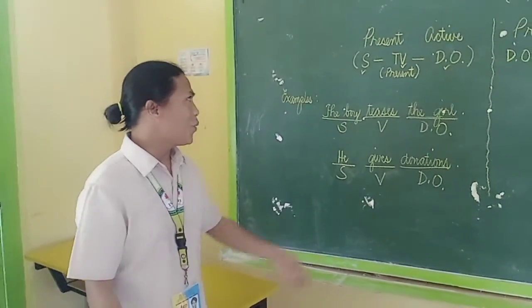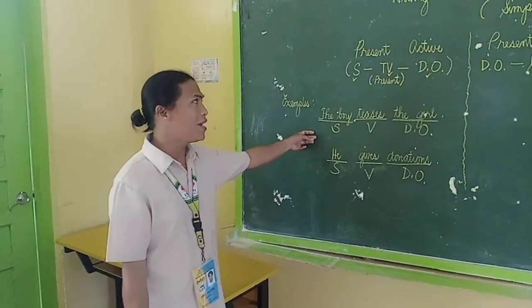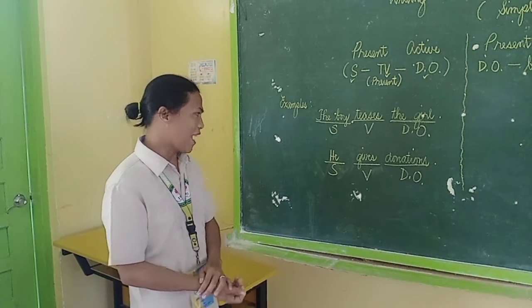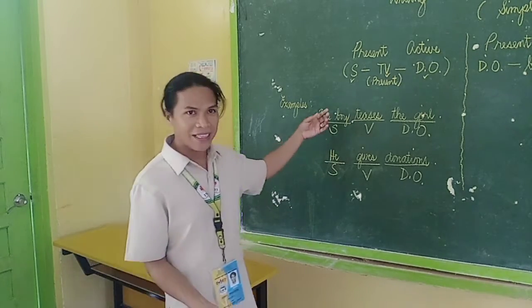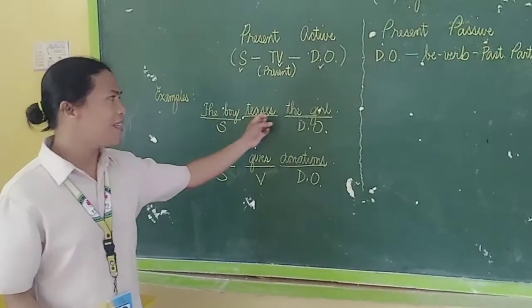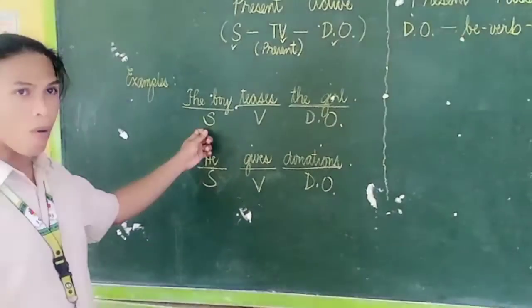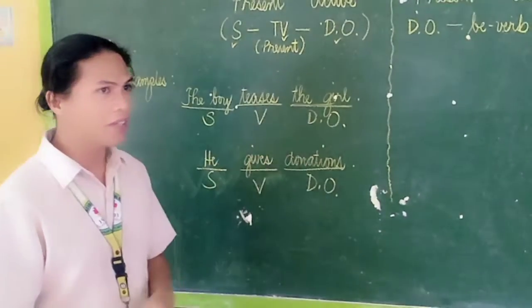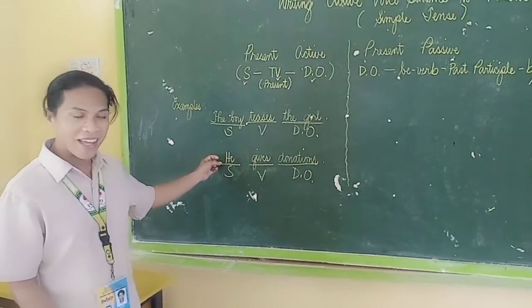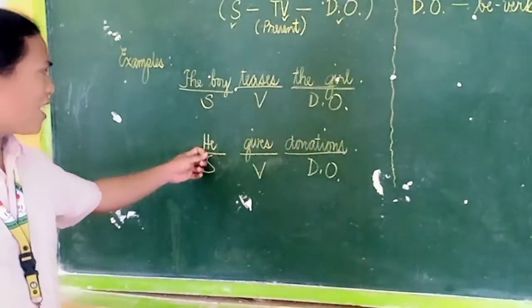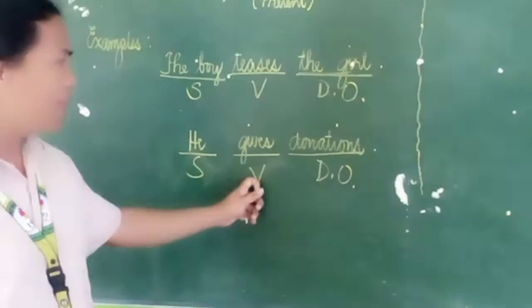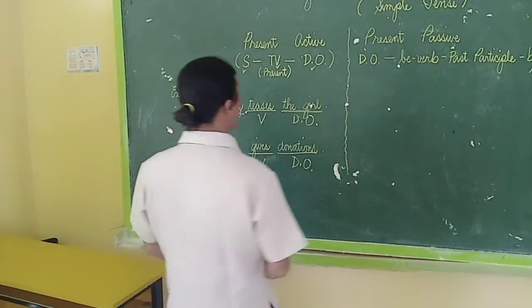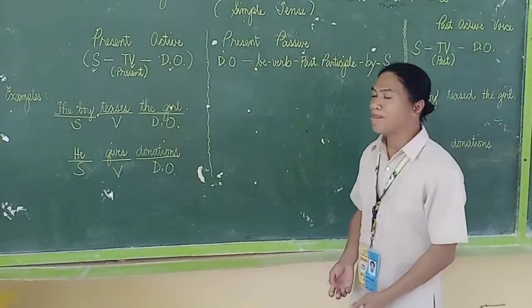Okay. So we have now the sentence pattern for the present active voice in the simple tense. Okay, so let us read again. The boy teases the girl. The subject is the boy, the verb is teases, and the direct object is the girl. For the next sentence, we have the subject he, and then we have the verb gives, and the direct object is donations. Okay, let us rewrite this one to the present passive.